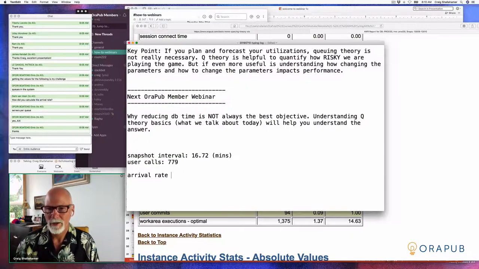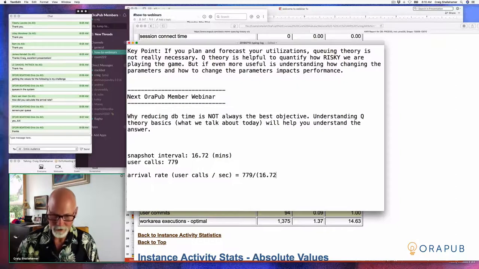So what would my arrival rate be? The arrival rate is going to be user calls, user calls per second. So that's going to be your 779 divided by 1672. Now that's minutes, so I have to convert minutes to seconds. So I'm going to multiply that by 60.